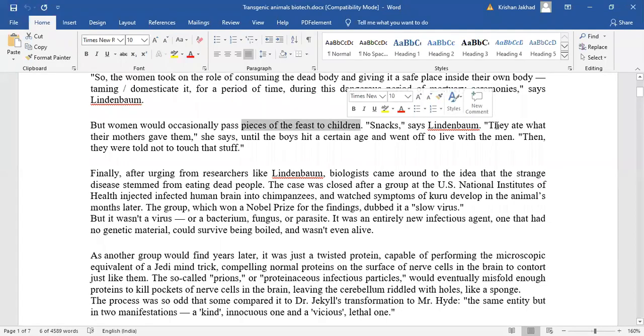They ate what their mothers gave them because they were children, they knew nothing, and generally the small children ate the pieces which were passed to them. Okay, until the boys hit a certain age and went off to live with the men in the jungle, then they were told not to touch that stuff.